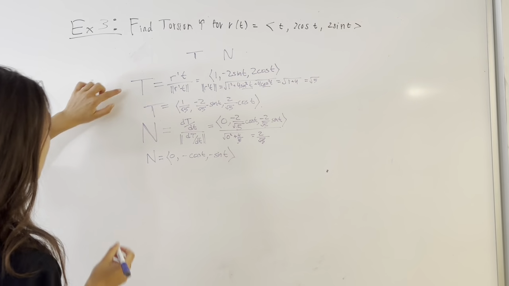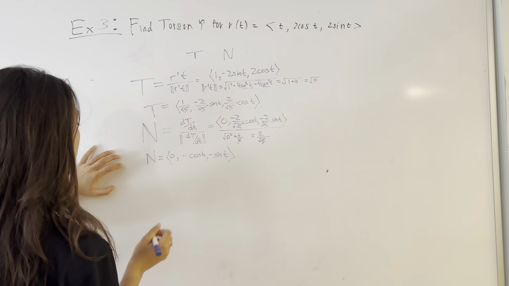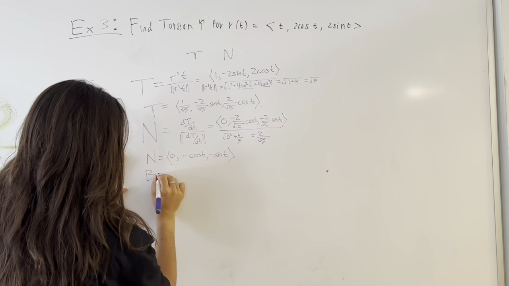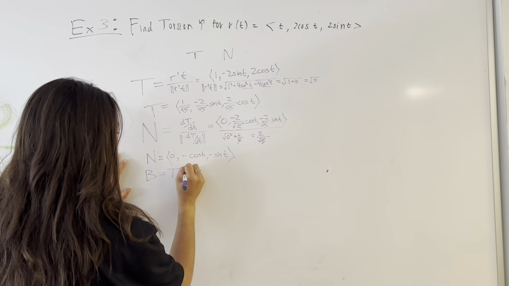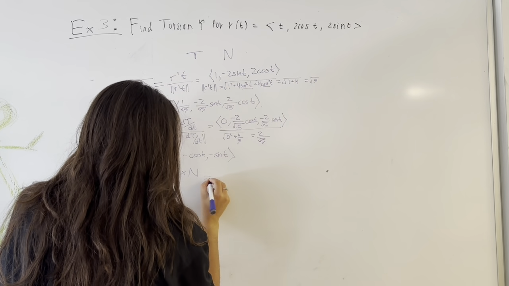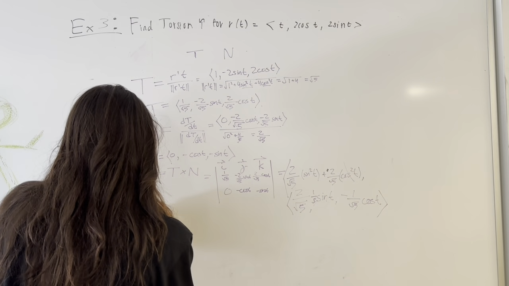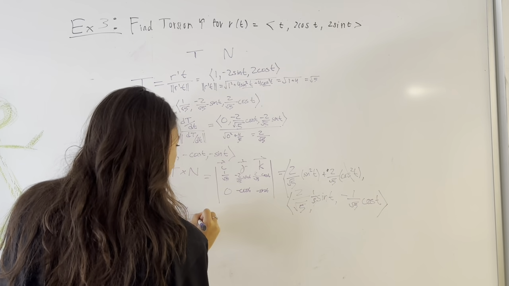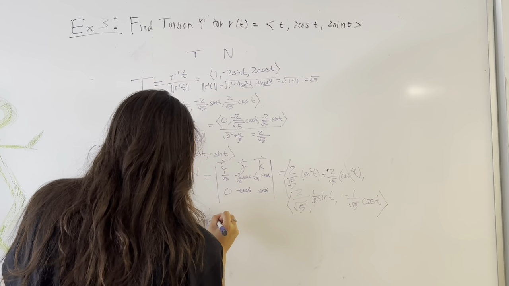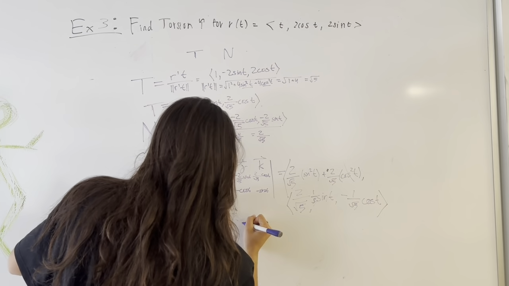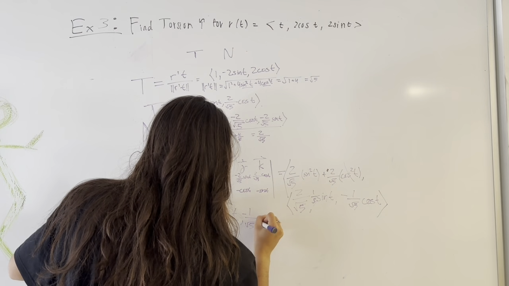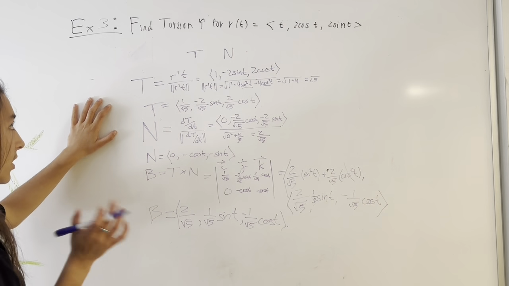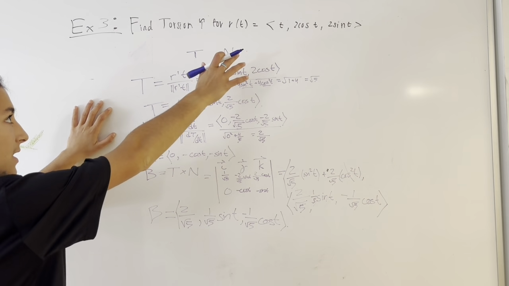Okay, now I have my T and my N, and I think that the next thing to do is to find the vector B, which is the binormal vector orthogonal to both of these vectors. B is going to be T cross N. So let me set up my i, j, k. My B is going to come out to 2 over root 5, 1 over root 5 sine t, and negative 1 over root 5 cosine t. Okay, now I have my T, my N, and my B. So those are enough vectors to describe the 3D motion of this space curve.